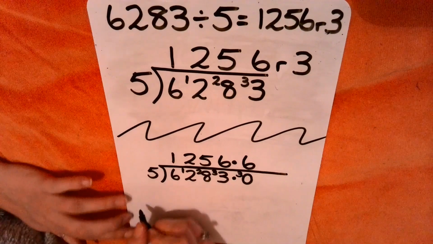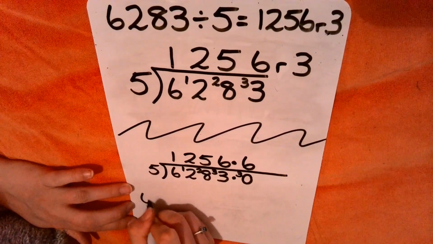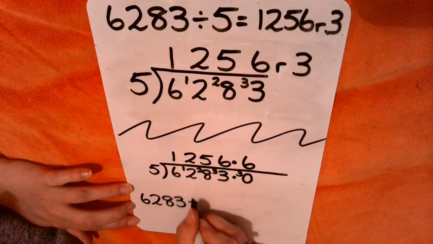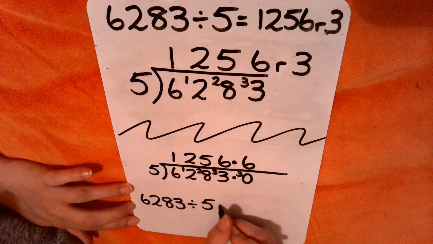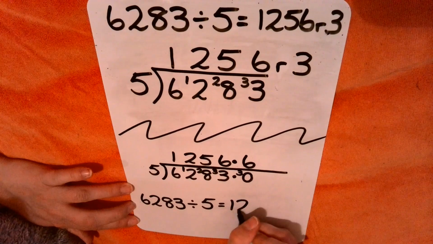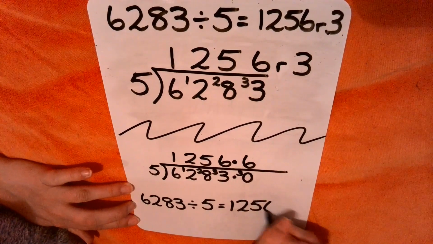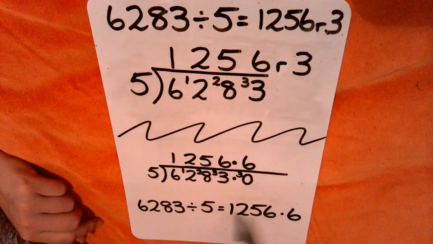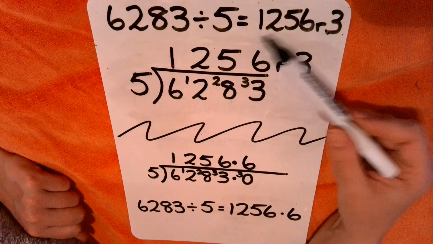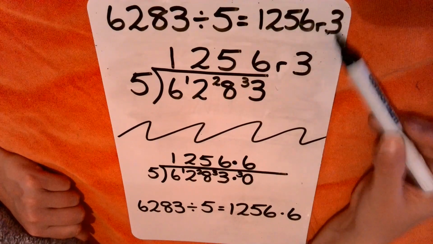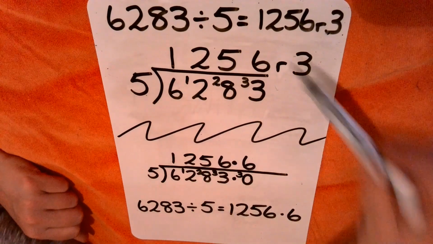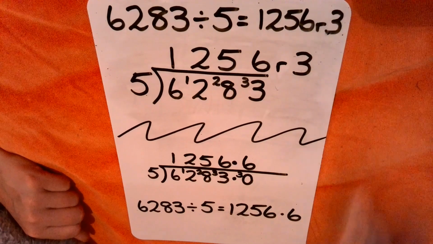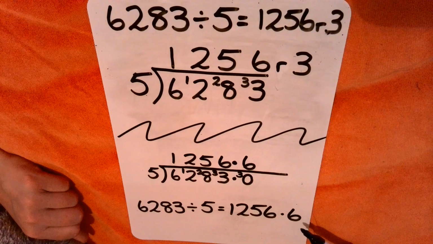My answer here for 6,283 divided by 5 is 1,256.6. This is the same as 1,256 and 3/5. 1,256 remainder 3. That is the same value as this. We've just shown it in a different way.